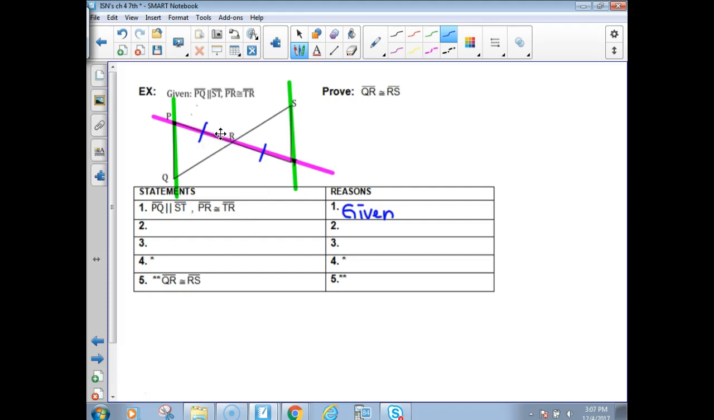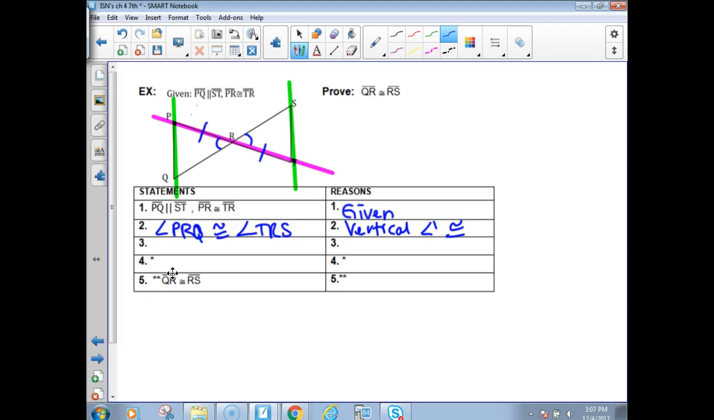Yes? Okay. So I'm going to say angle PRQ is congruent to angle PRS because vertical angles are congruent. Now, if you wrote vertical angles theorem, that's what it says. Now what? I don't have any more vertical angles.